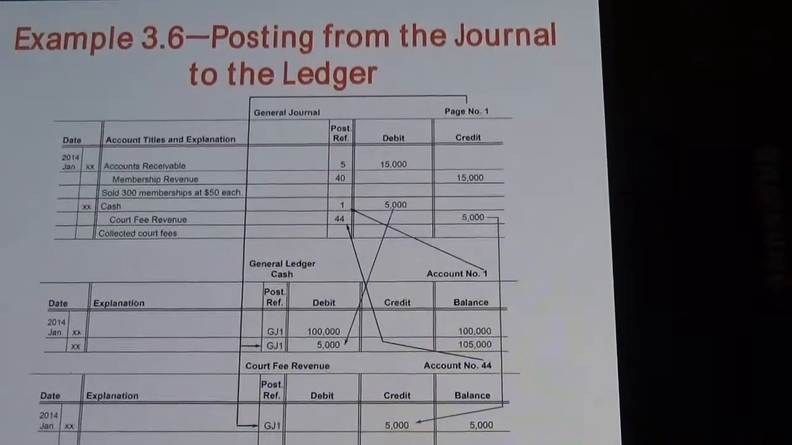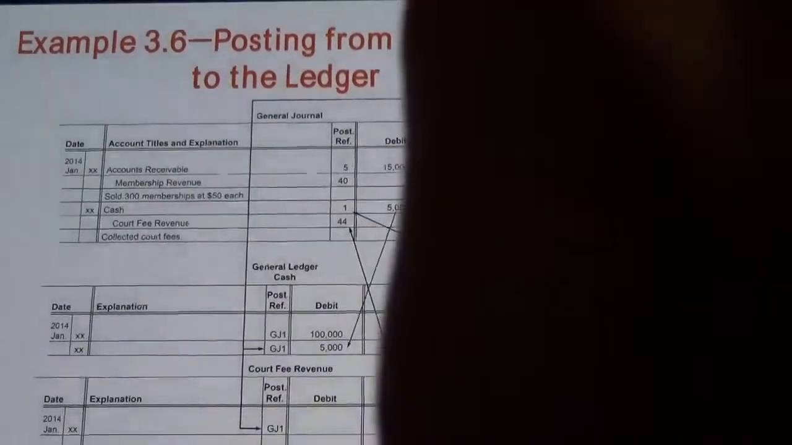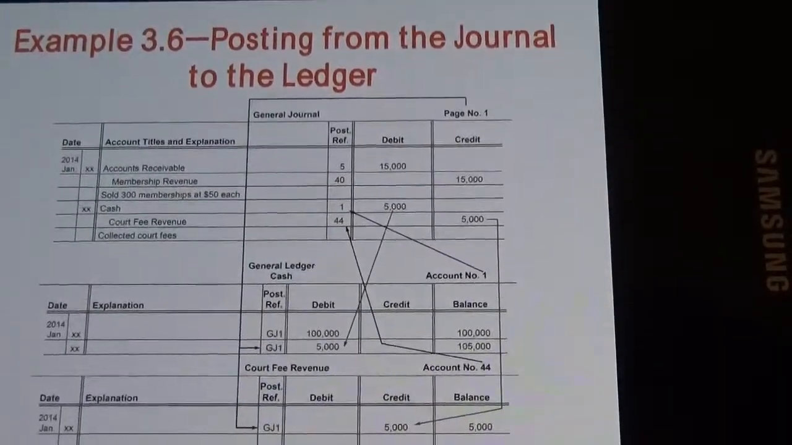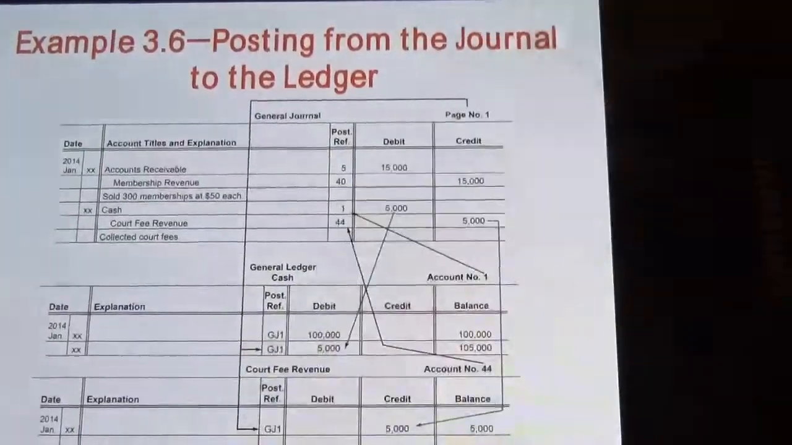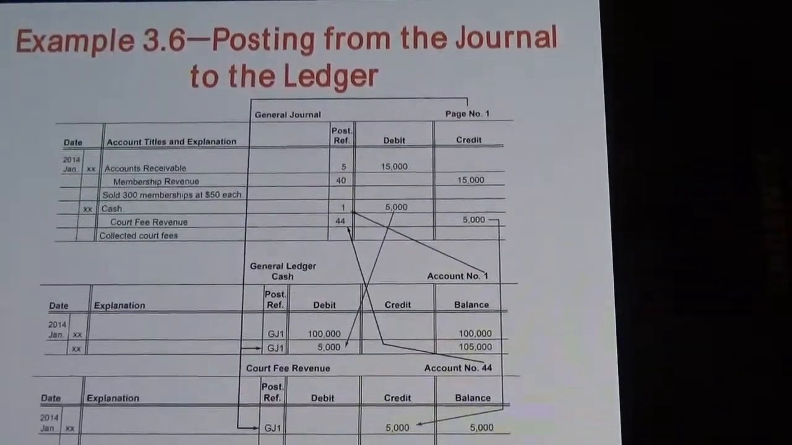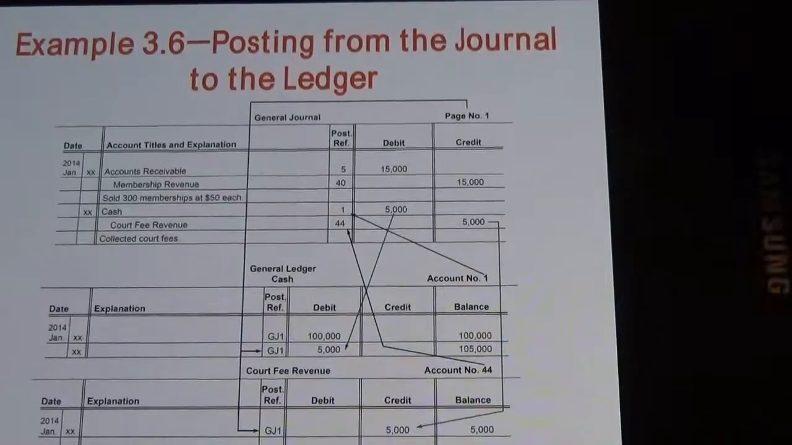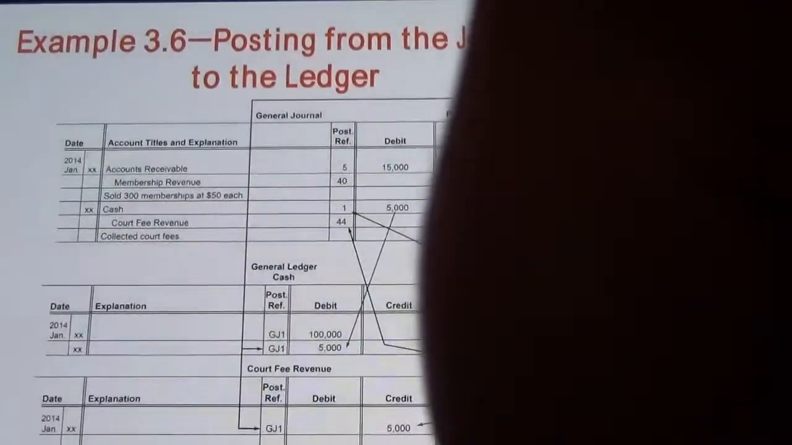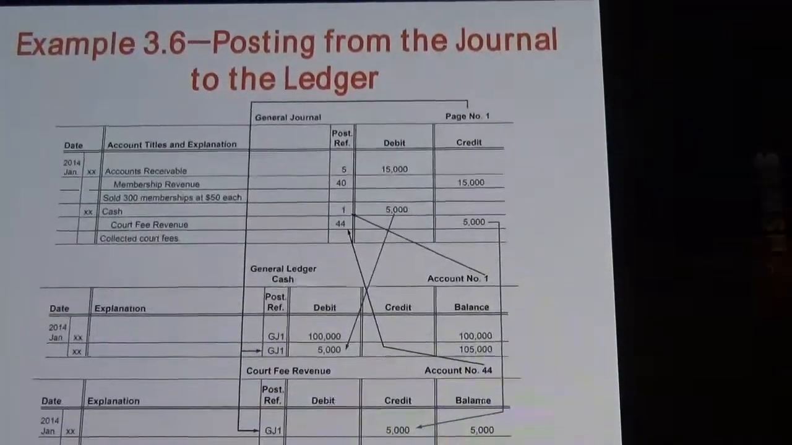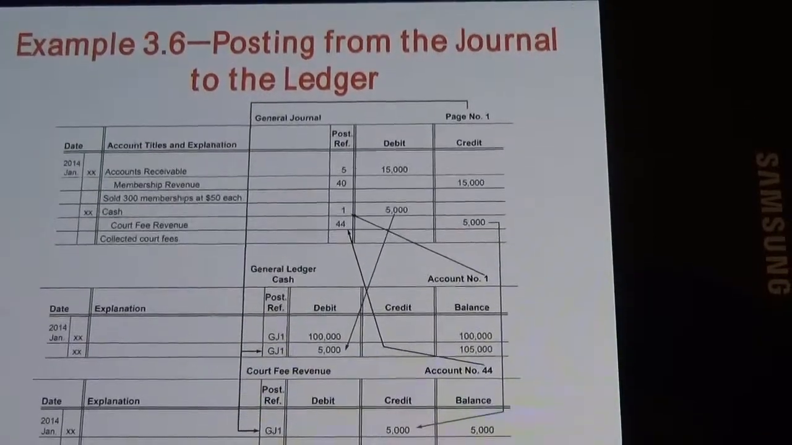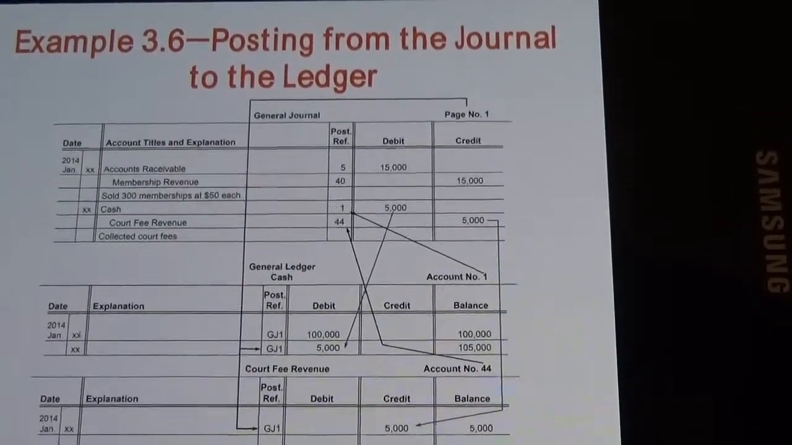The court fee revenue side of it, we credit to the court fee revenue account. And notice that in this posting reference column, we're showing where this entry got posted from. So it refers back to the general journal and page 1 of that general journal. So that's what the GJ1 stands for.